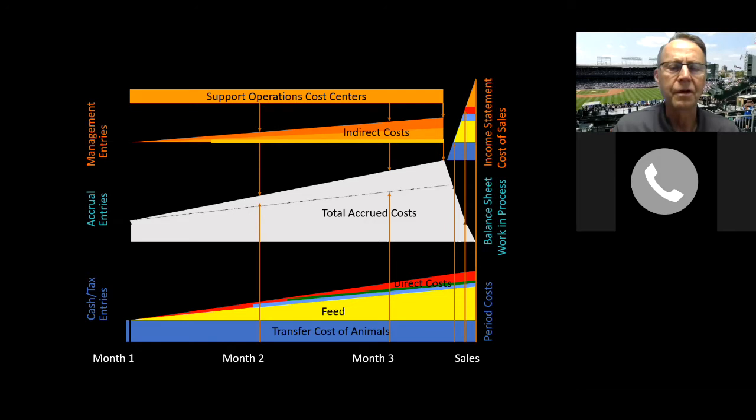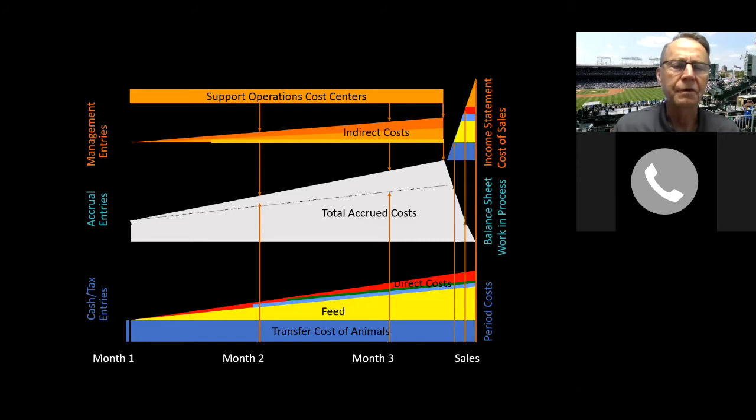It includes production entries, which would be movements and harvests. But they are recording transfer cost of animals, feed, and then direct costs. This would be the equivalent of a group of animals, and we're building it up. Time is represented here, month 1, 2, and 3. So just recording expenses, allocating them directly to a group of animals.